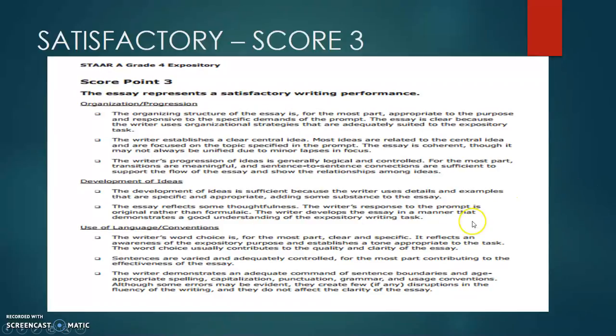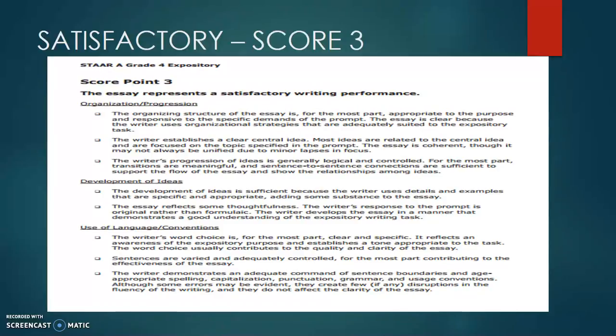The writer's response to the prompt is original rather than formulaic. It's original. It doesn't look like you put things in little boxes and worked your way through it, at the point where you are publishing your piece. Maybe you do that. Maybe you have to do that for some of your brainstorming, and do that if you must. But make sure that your response is original rather than some formula that, well, I need to say this, then I'm going to use this word, and then I'm going to say that.